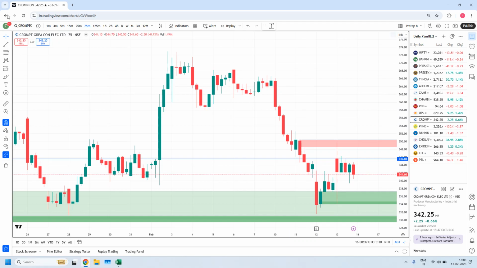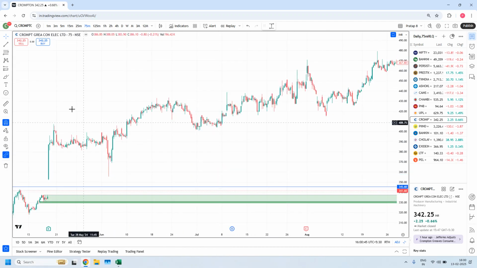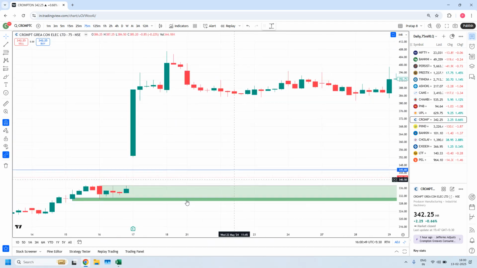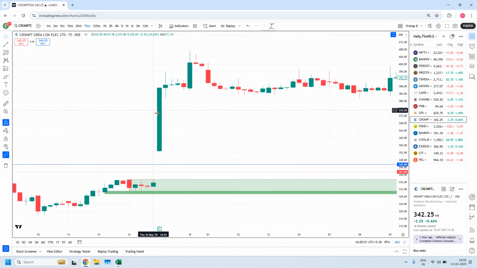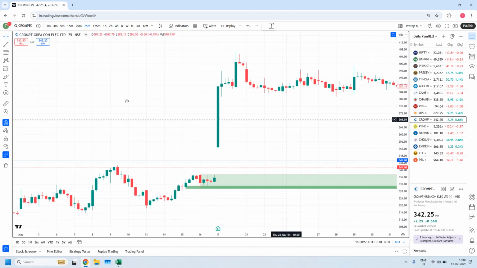Okay, the first one is Crompton. Crompton is a 75 minutes high liquidity zone. Previously, we discussed Crompton once, because at that time we had drawn this LTF zone and it gave a trade also. So this is a drop, 4 base candles and a rally candle.